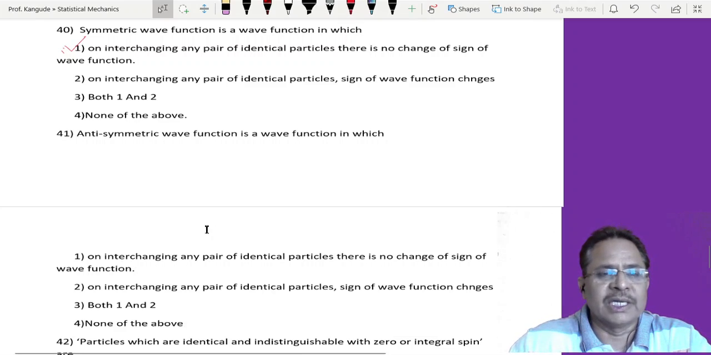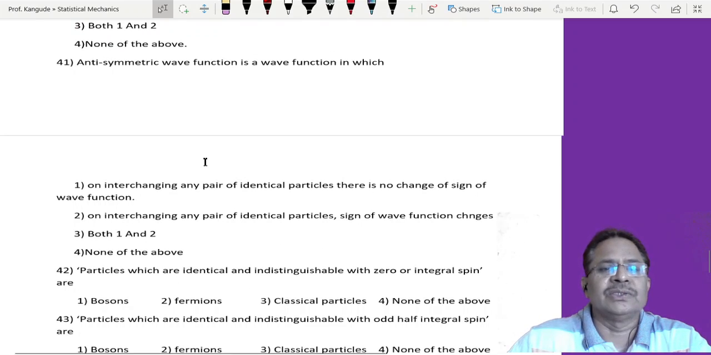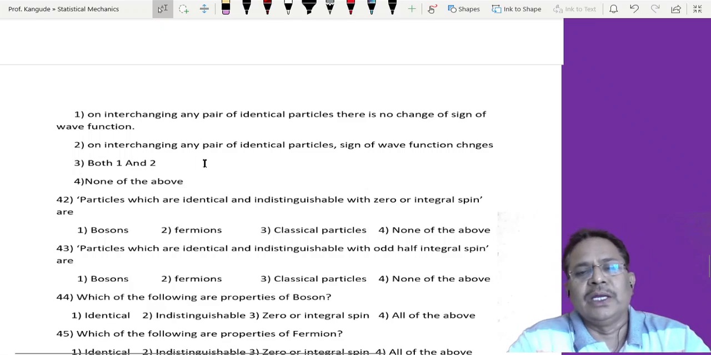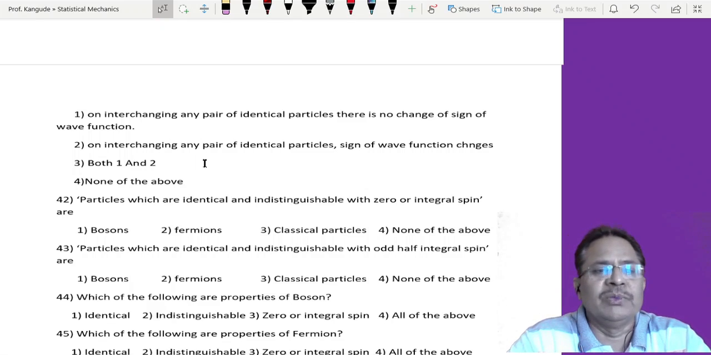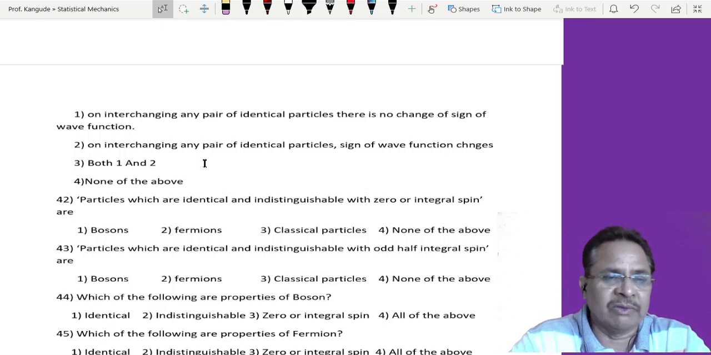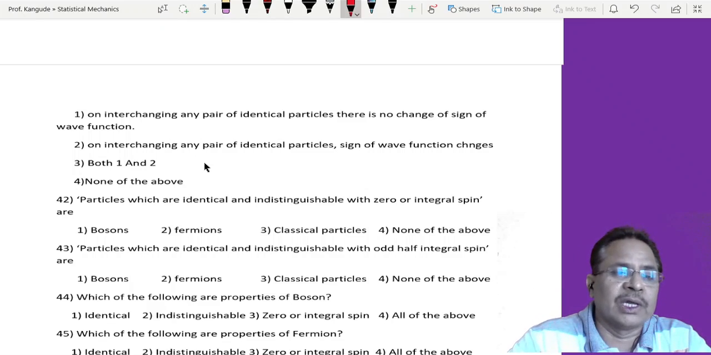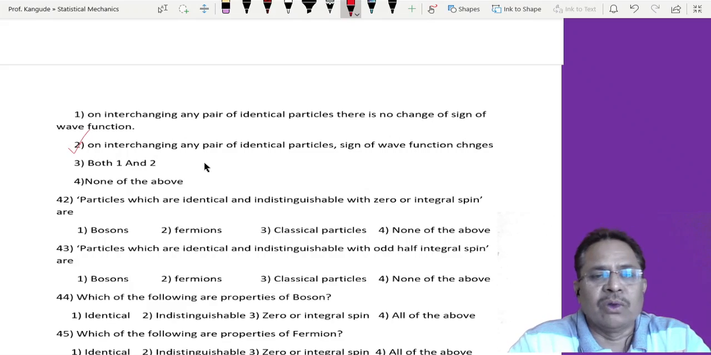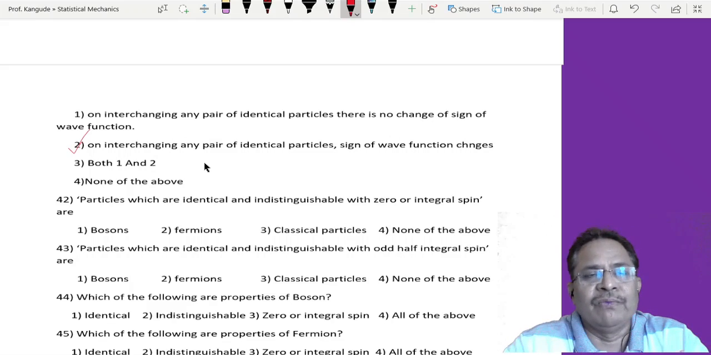Now 41 is exactly opposite to this. Anti-symmetric wave function is a wave function in which on interchanging any pair of identical particles there is no change of sign of the wave function. That is already what we have seen as a symmetric wave function. So option 2 is the correct one, that is on interchanging any pair of identical particles, sign of wave function changes.